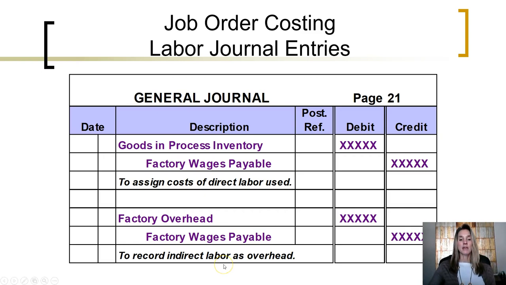As actual indirect labor costs are incurred, we record the amount of indirect costs with a debit to factory overhead and a credit to factory wages payable, or to cash if it is paid immediately.